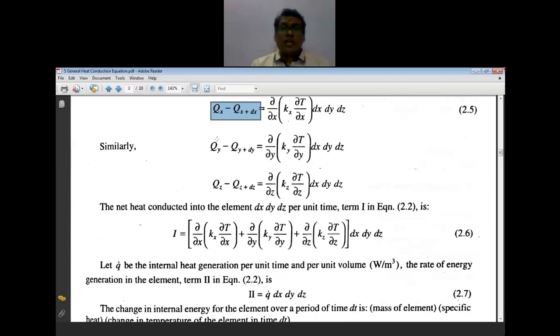Similarly, you can have the Qy and Qy plus dy, Qz and Qz plus dz, in the x, y and z directions. So the first term becomes, after simplification, considering all three directions. Then the second term is the internal heat generation per unit time per unit volume. This has the unit of watt per meter cube, so that is why we are multiplying by the volume dx dy dz.